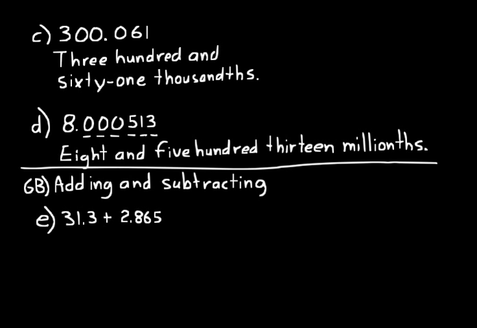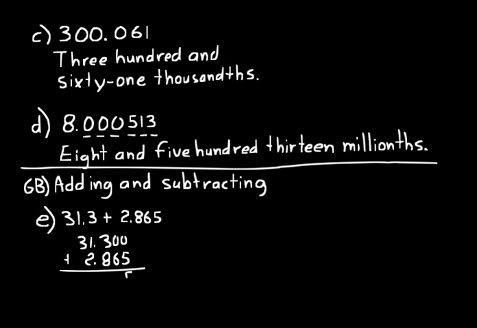So let's do practice problem E, and the order that you add them in doesn't matter either. I'll just put the 31.3 on top and then line up the decimal point to 0.865. Now that top number does not have as many decimal places as the bottom one. So all we do is put some zeros in just to help us think about what to add. There's nothing there. 0 represents nothing. So we put some zeros, and now we just go ahead and add column by column.